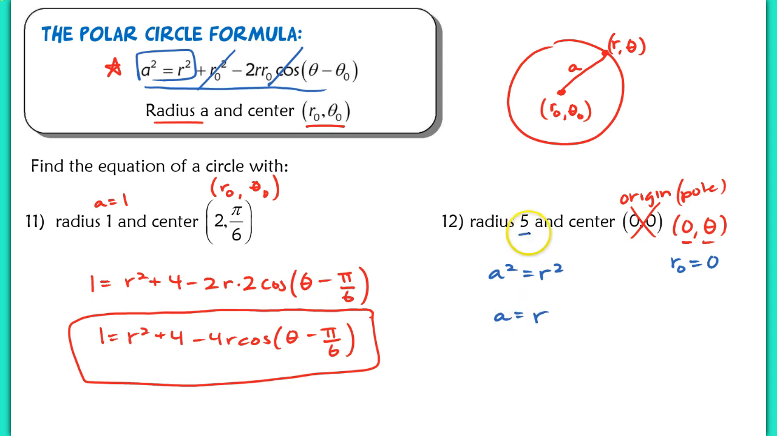Now in this case, a is 5, right? The radius is 5, so we have r equals 5. This is the equation of a circle in polar form with a radius of 5 and a center at the origin. So that is equivalent to its rectangular form, x squared plus y squared equals 25. This is just a little bit easier to write.